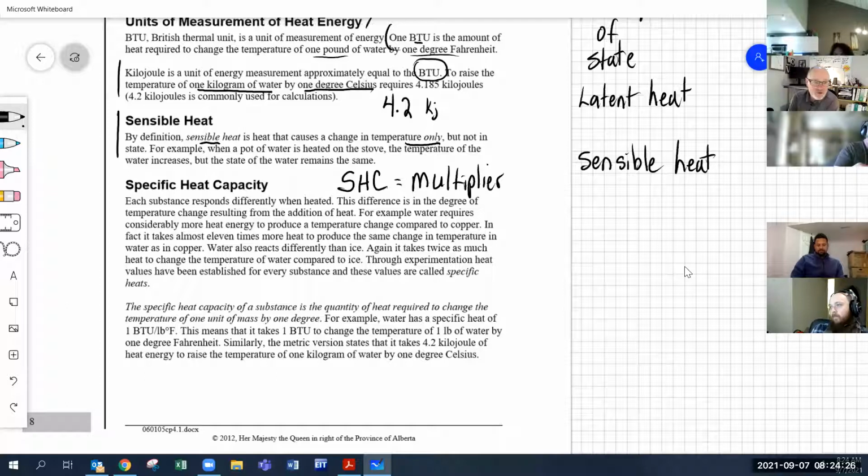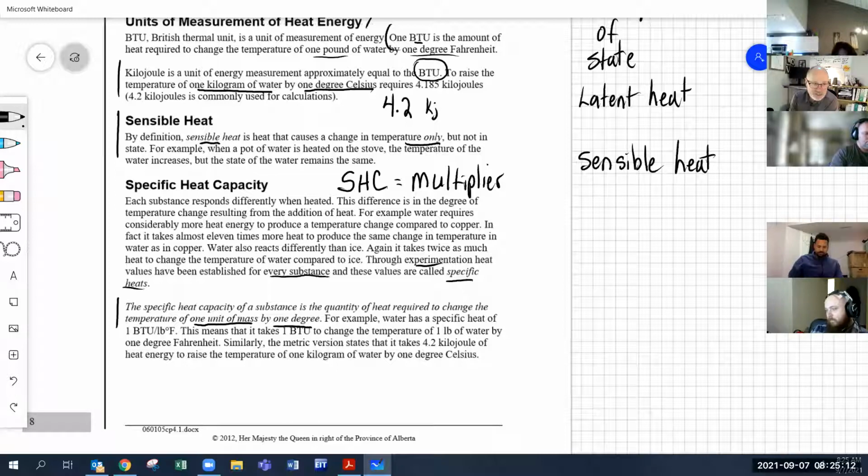Through experimentation, we gave heat values for all different kinds of substances, and these are called specific heats. Here's the definition. The specific heat capacity of a substance is the quantity of heat required to change the temperature of 1 unit of mass by 1 degree. Now, it's not specific to imperial or metric, is it? It's a blanket statement, and we will have 2 different versions for imperial and metric.